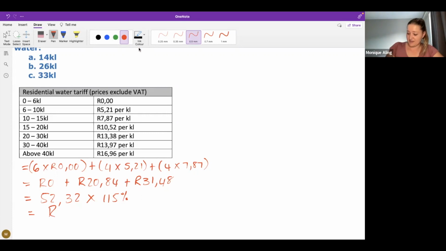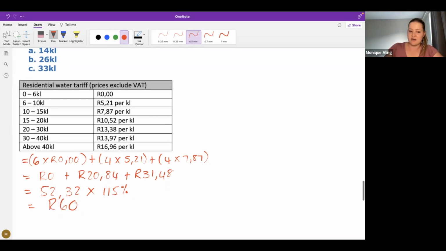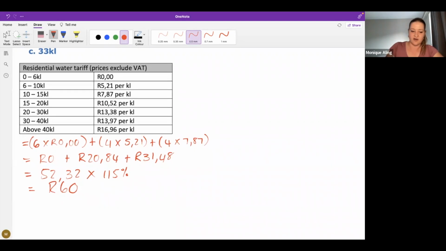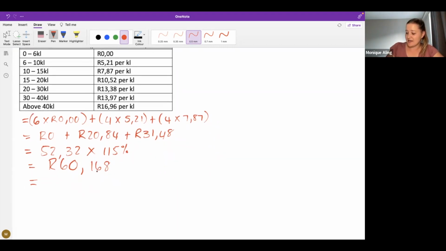Sorry, oh, I need to write the answer. It was 60. Who asked about the rounding? Was it you, Tandeka? No, I can't remember. 60,168. Okay, rounded to 2 decimal places. I know we struggled with the rounding last week a little bit. Okay, we look next to the 60 because we want 2 decimal places. It's higher than 5, so it goes up. So that's why it's 60,17.